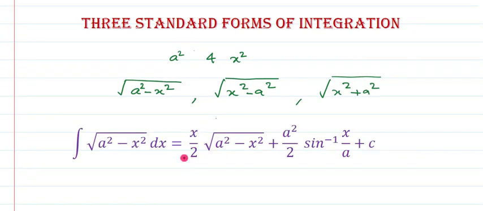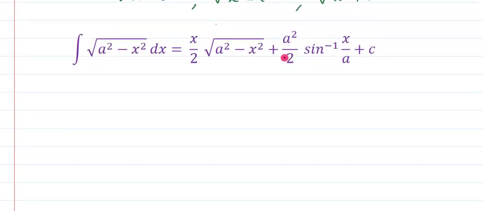Here is the first result in front of you. It is integration of square root of a square minus x square. So its result is going to be x upon 2 square root of a square minus x square, the same term that we are taking over here, plus a square upon 2 sine inverse x upon a plus c. So let us prove this result by using two methods, either by parts or by substitution method. First of all, let me take by parts. So the first method is using by parts.